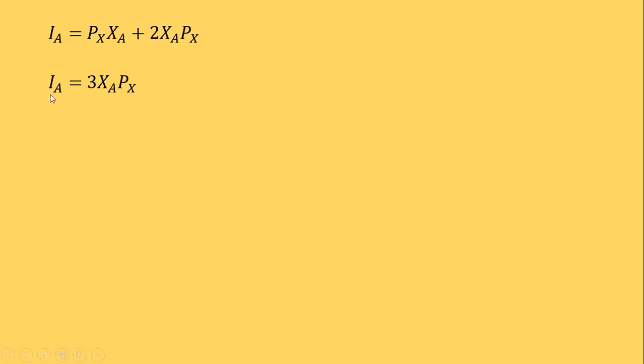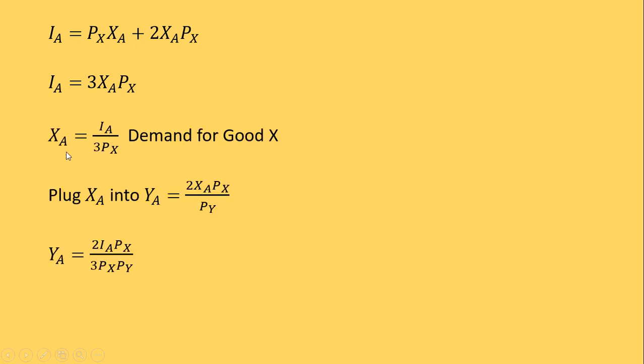Rewriting that, adding up the right-hand side, and getting the demand for good X. So this is consumer A's demand for good X. To get consumer A's demand for good Y, we're just going to take this demand for good X and plug it into our Y subscript A equation that we saw on the last slide. We could also plug it into the budget constraint either way. Nevertheless, plugging it into our Y subscript A equation from the last slide.